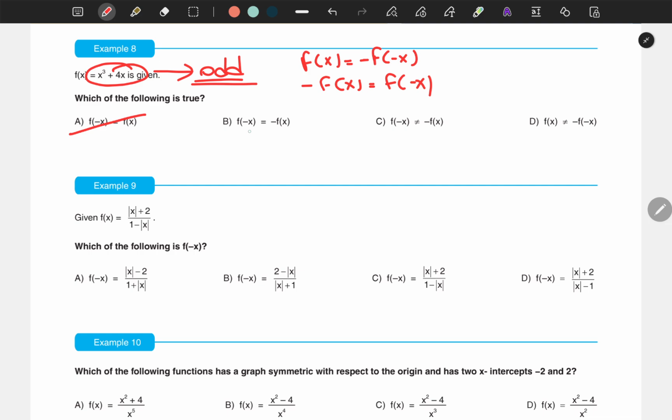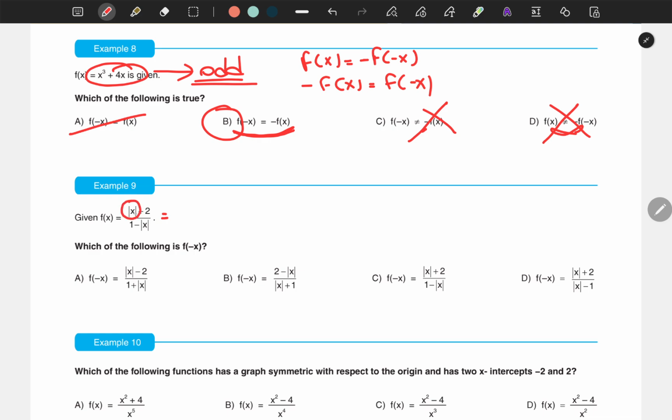This one is which of the following is true? Look at here. This is the definition of the odd, isn't it? This one is normally the definition of the odd, but because it says not equal, it means this is not odd. Okay, that's why I cannot select it. B is the correct option.